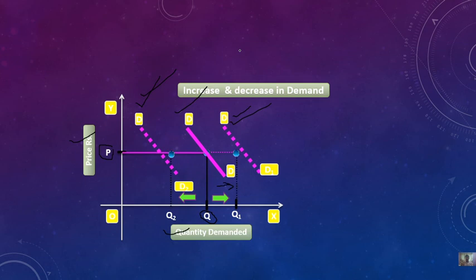After watching this video you have to write down: distinguish between variation in demand and change in demand, distinguish between expansion in demand and contraction in demand, distinguish between increase in demand and decrease in demand.